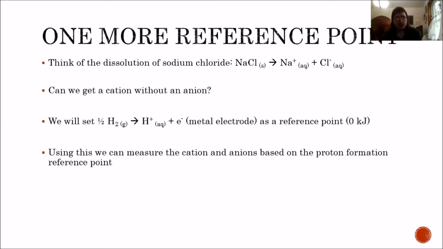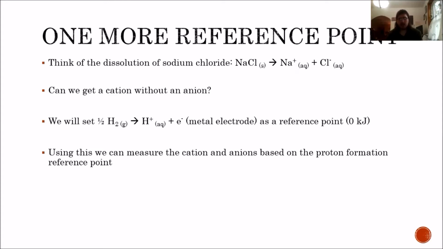We're going to say hydrogen splitting into a proton and electron on a metal electrode, and we're going to say that reaction, that proton, is going to be a 0 kilojoule reference point. So any pure elements in their standard state will have a 0 delta H formation, and the hydrogen electrode, the proton, will have 0 delta H formation.